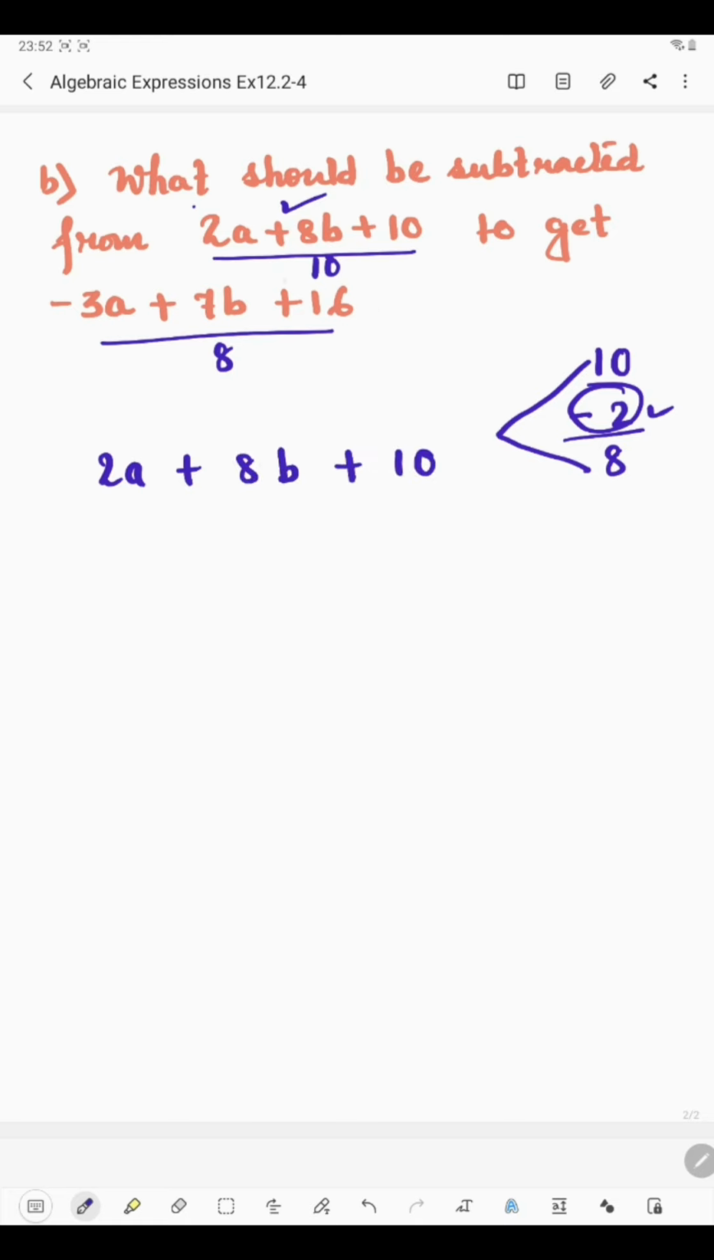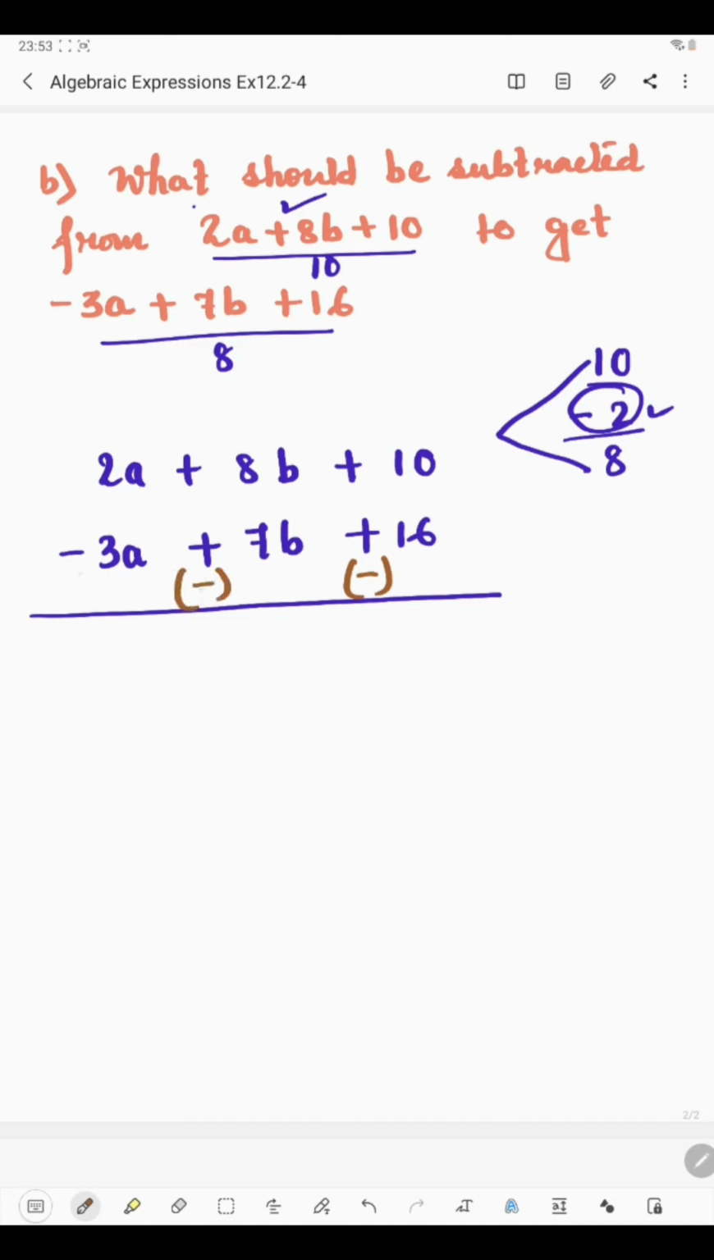And the expression which we have considered as 8 should be written below. So it's minus 3a. We'll write it below the a term. Then we have 7b, which should be written below the b term. Then we have 16, and 16 is a constant, so we'll write it below 10. Now we will subtract this too. Before subtracting, we need to change the sign. So this plus sign will be minus sign. This plus will become minus, and this minus will become plus.